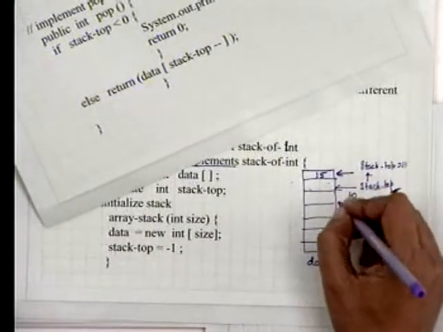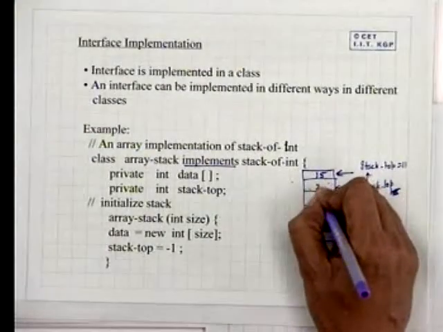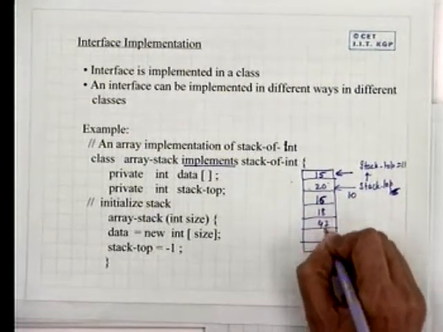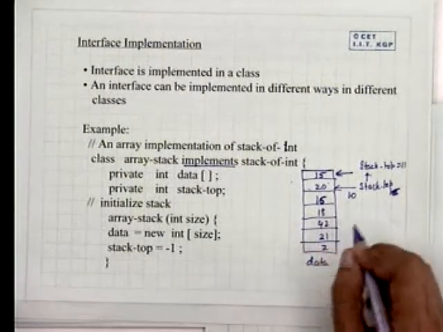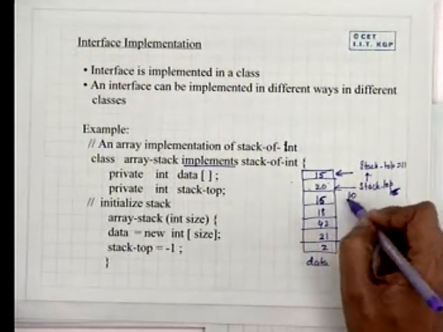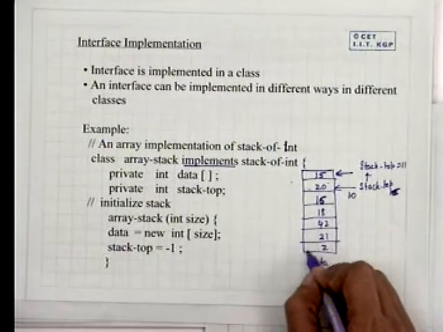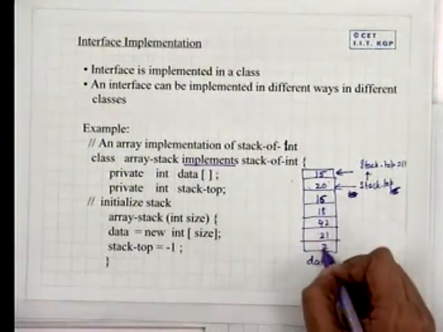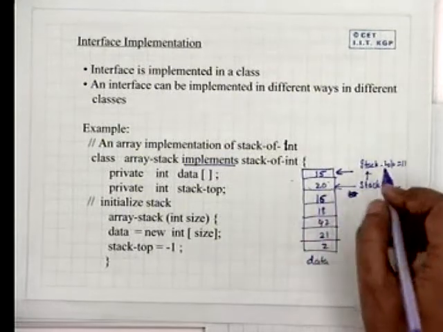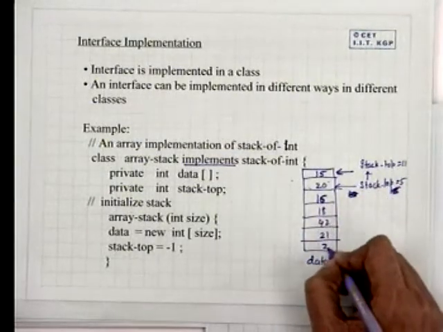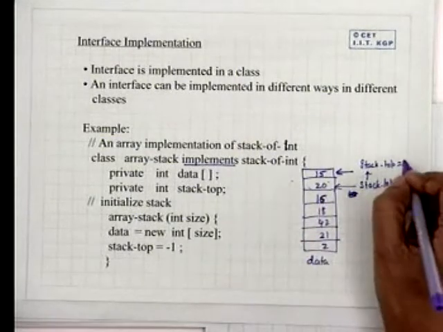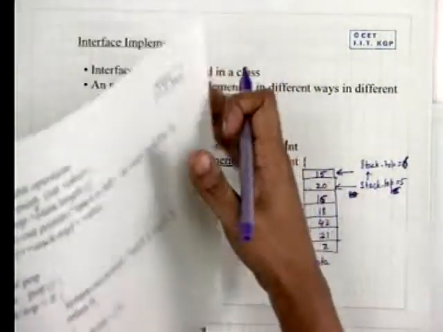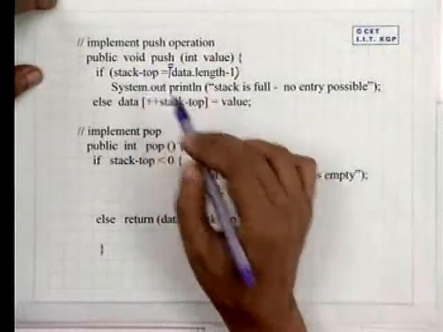The rest of the elements might be ones already there: 12, 20, 15, 16, 18, 42, 21, and 2. These are the elements which have already been pushed into the stack. So the stack top was currently pointing to this location. Let's say in this case the number is not 15, it is 1, and the stack top is at the fifth location: 0, 1, 2, 3, 4, 5. This is the sixth location, so in the sixth location we will push the value, and stack top will become 6. So this is how the push operation is implemented.